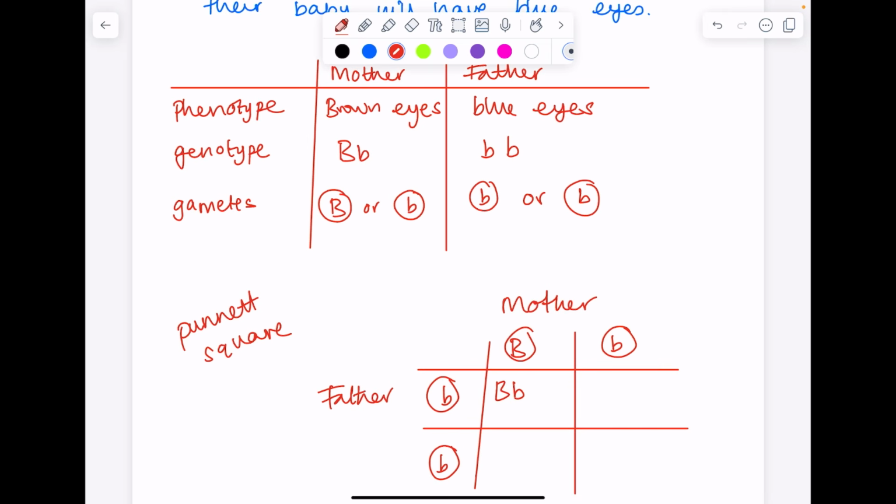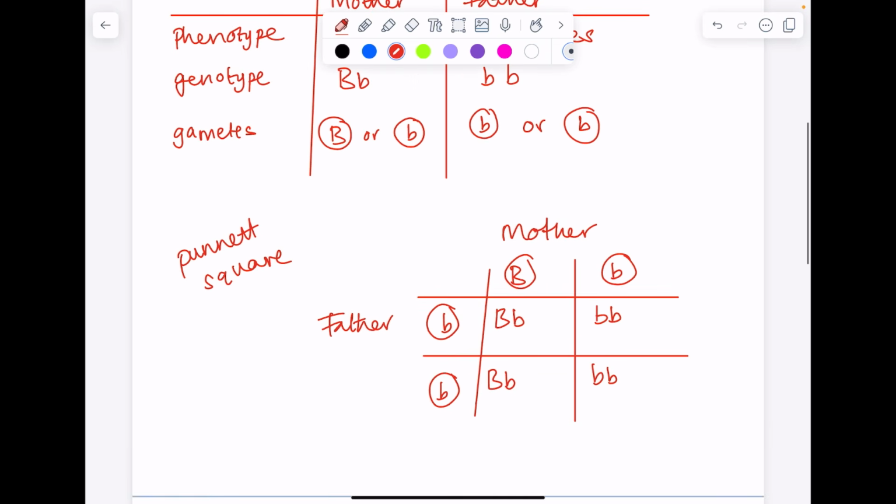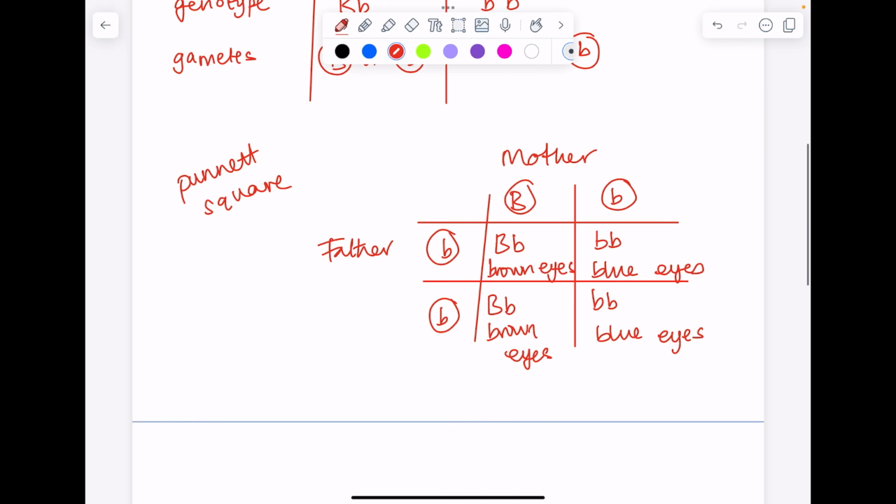So just list the various genotypes. And you should give yourself space to list the phenotypes underneath. So this baby here will be brown-eyed. This one will be blue-eyed, brown-eyed, blue eyes. So in terms of answering the question, our probability is that there's a 0.5 chance of the baby having blue eyes.